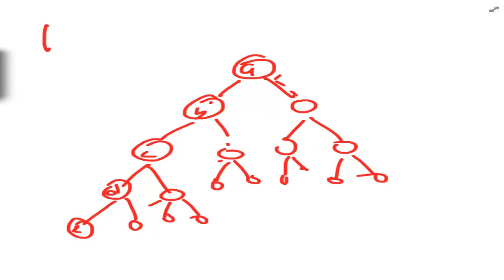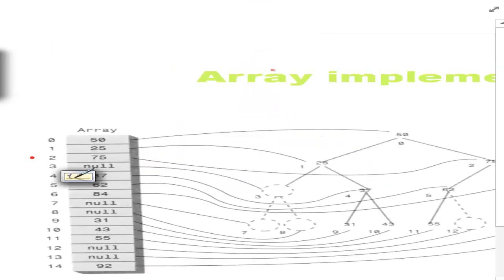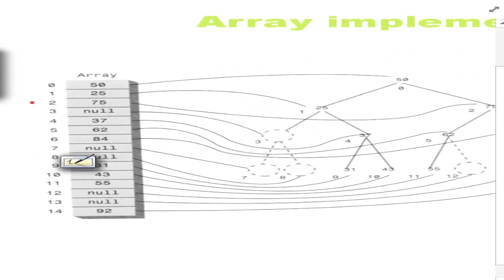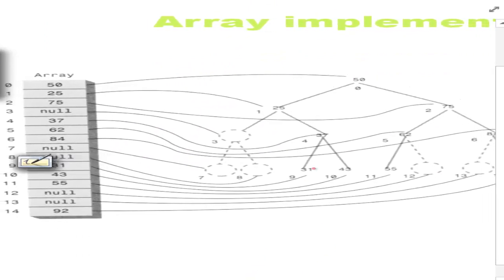Okay, let me take another example here. If you see this example, now here we got 50, 25, 75, and 3 is missing, 7, 8 is missing. So at 3, 7 and 8 we got nulls. If you could see here, 3, 7 and 8 we got nulls, then 12, 13, they are all nulls. Okay, now by this structure we can say who is the child, who is the father, who is the left child, who is the right child of a particular node.